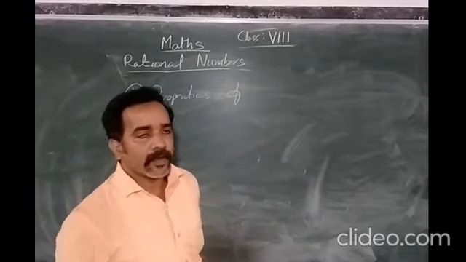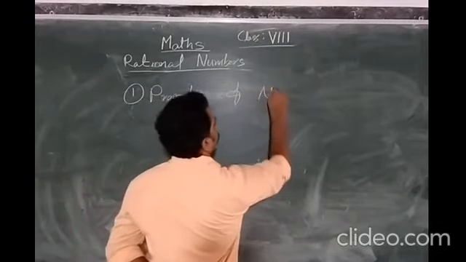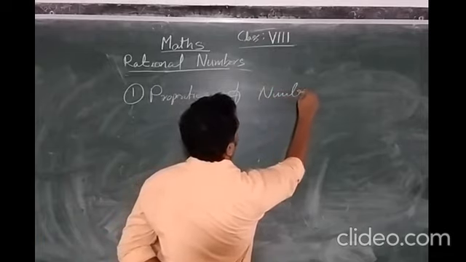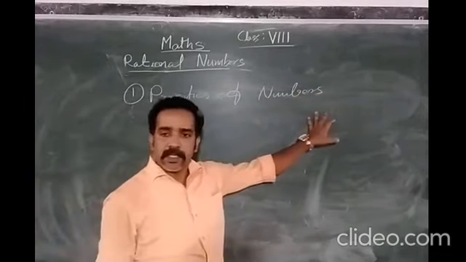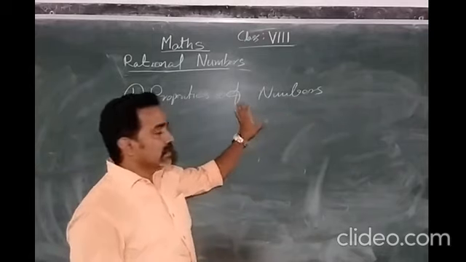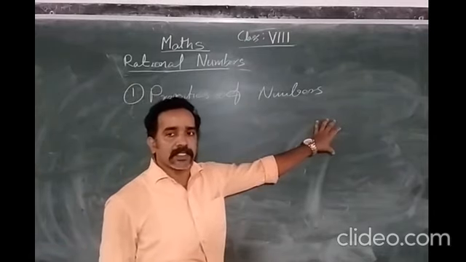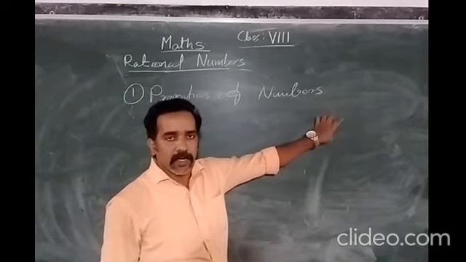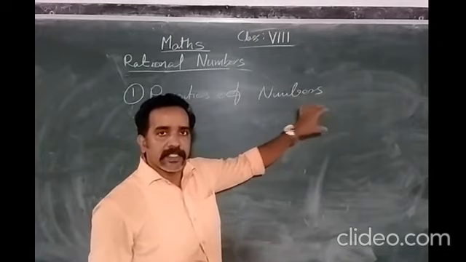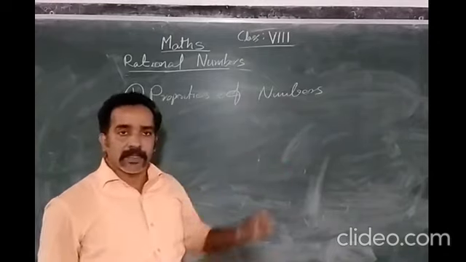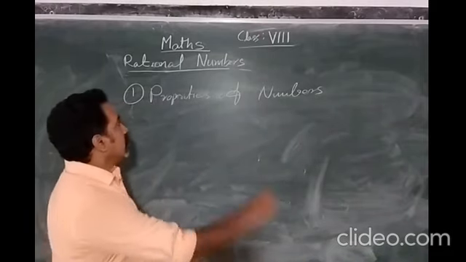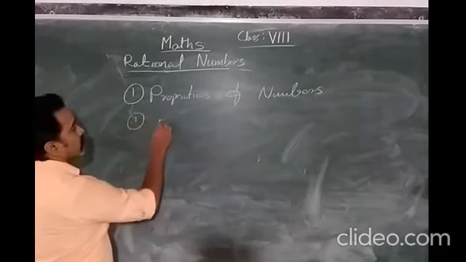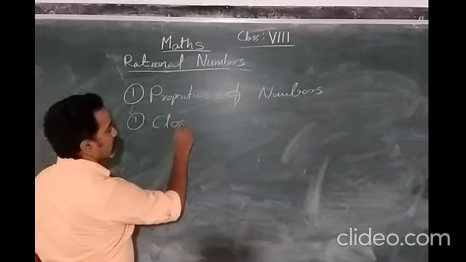Properties of numbers. Actually, it is not just numbers, it is the set of numbers: natural numbers, whole numbers, integers, and rational numbers. In every set of numbers, some properties are there. Among them, the first property is the closure property.